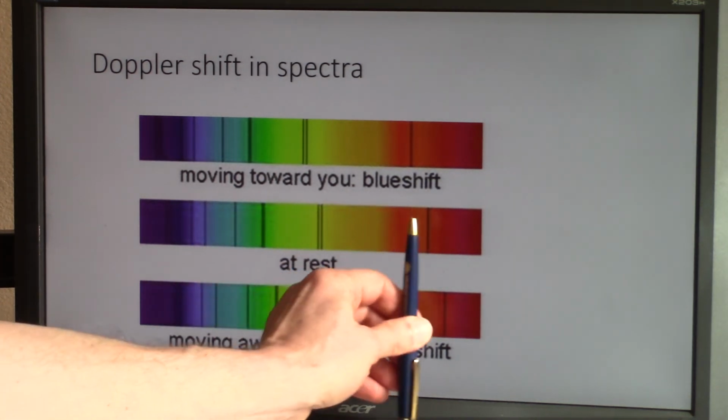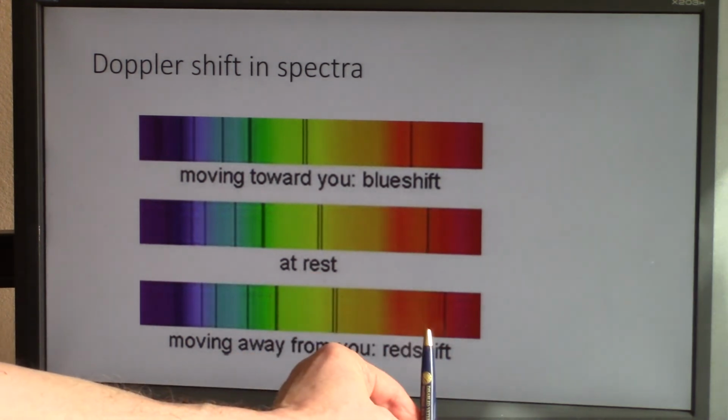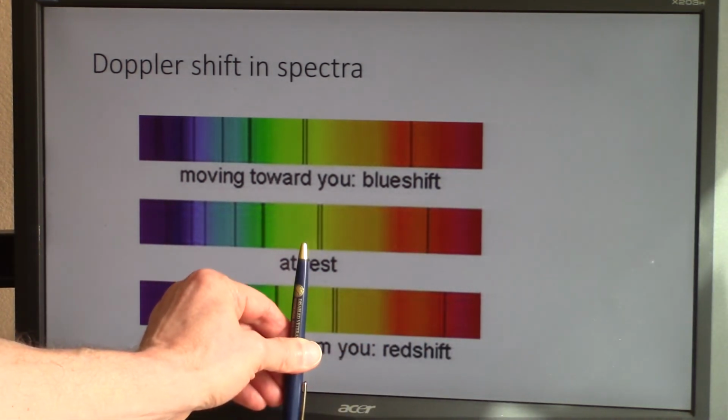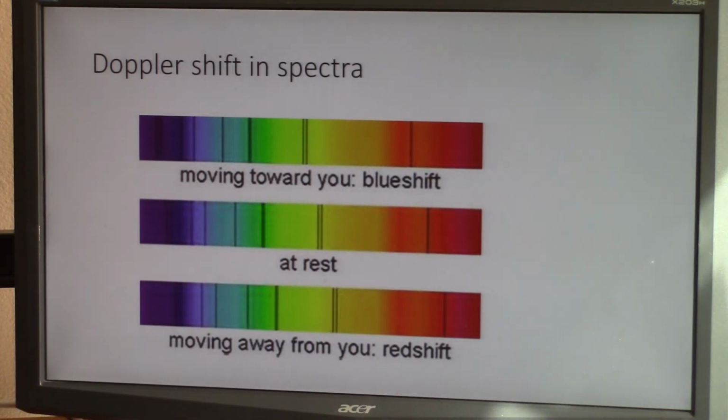Now if there's a star that's moving away from us, everything is red-shifted. So if you compare it to this line, here it's orange, well, it's shifted into the red. Here it's kind of a yellow-green, it's shifted into the yellow. Everything is shifted that way. We call it red-shifted. So we can tell the movement of stars in space. So spectroscopy is powerful.